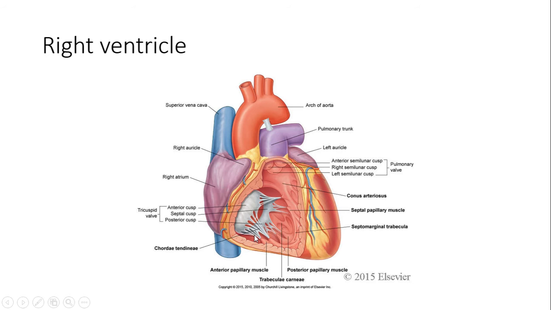Chordae tendineae are also very unique and only found in the ventricle. And then of course you have trabeculae carneae, which is also unique and only found in the ventricles. So those three key features are found in both ventricles. The tricuspid valve and pulmonary valve are only found in the right ventricle. Okay, so let's move on.